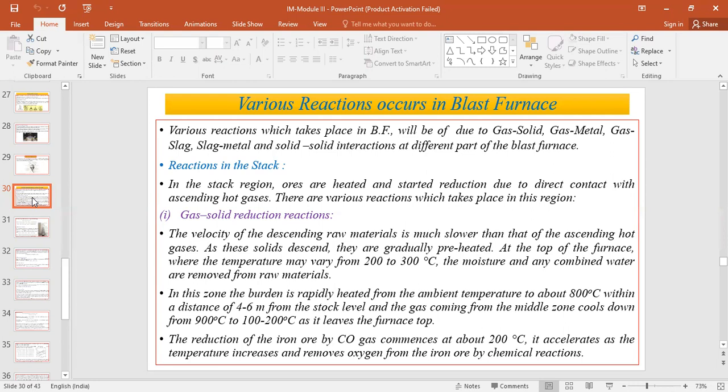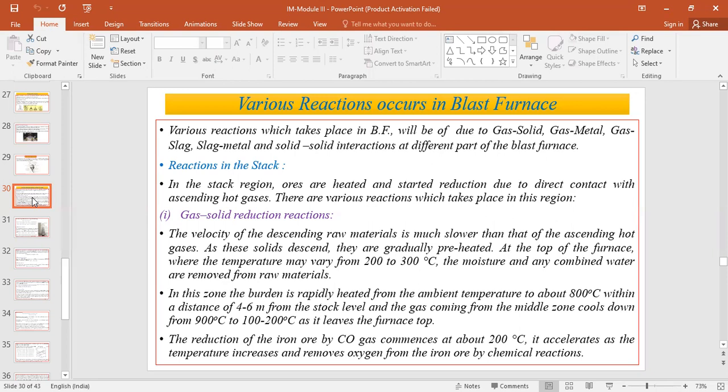Okay. So as we already discussed, there are different parts of the blast furnace. Starting from the top, you have a stack part. Okay. You have an upper stack, middle stack, and the lower stack, followed by the belly region. Then you have a Bosh region. You have a tuyere region. Then you have a hearth region of the blast furnace.